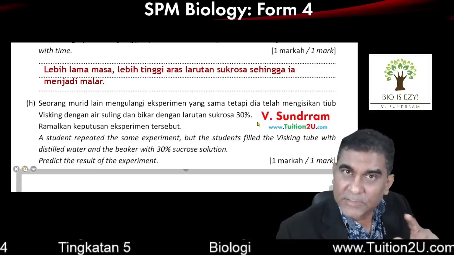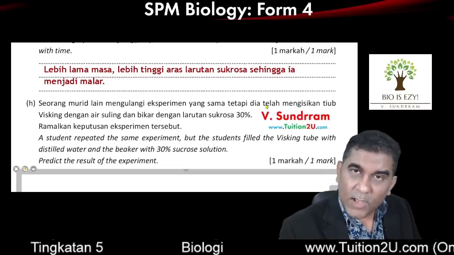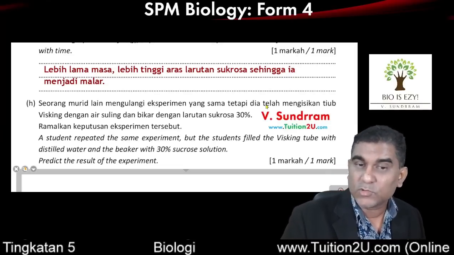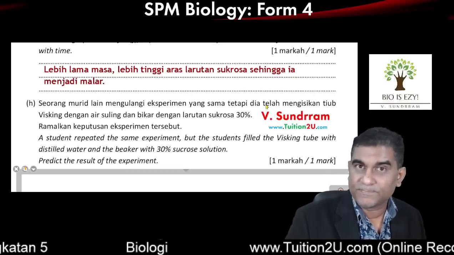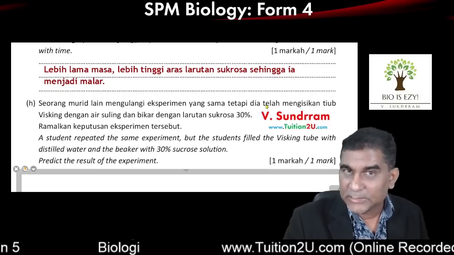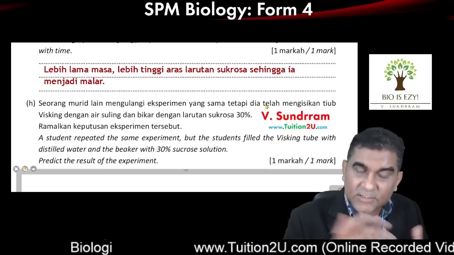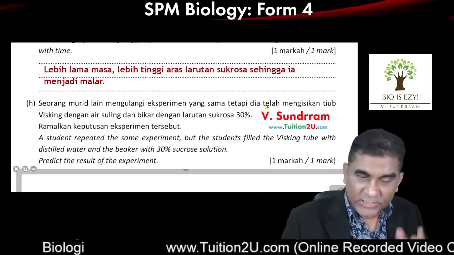Dalam tiub miskin, dia masukkan air sulit. Di luar, dalam bika, dia letakkan larutan sukrosa 30%. So we reverse the experiment. The student did the opposite experiment, didn't read the instruction properly. He did the other way around.